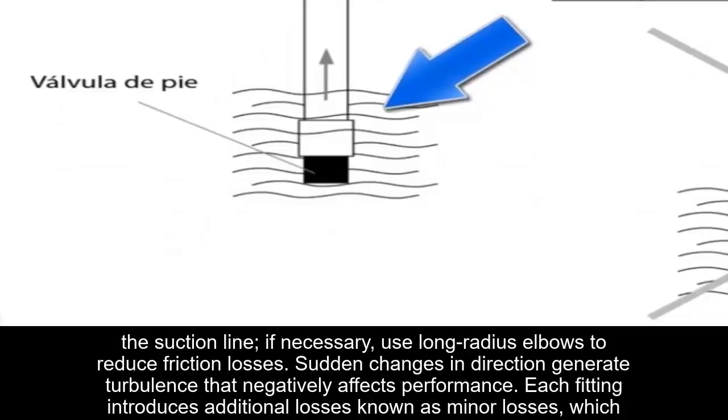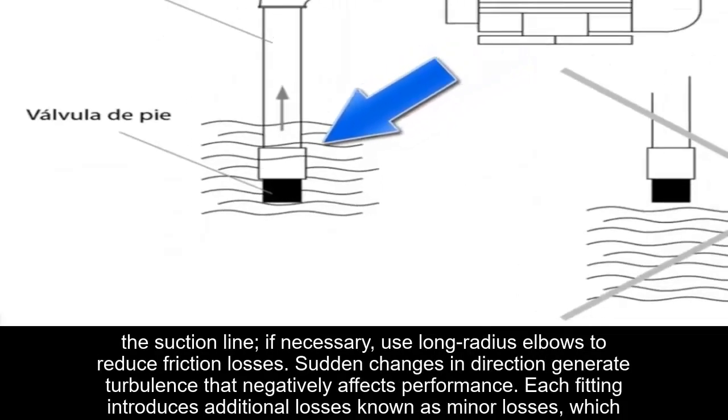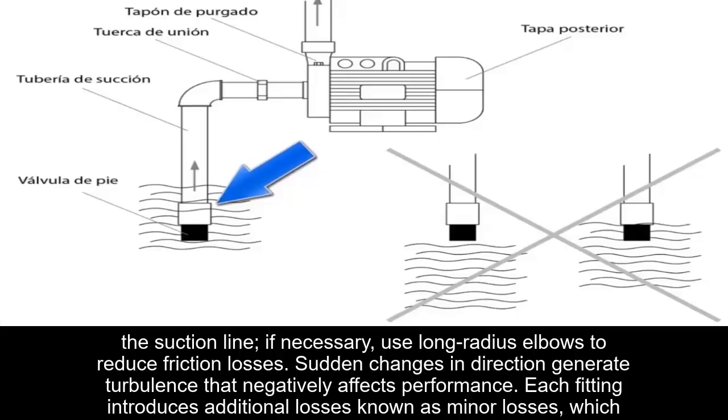C. Minimize the use of elbows and fittings in the suction line. If necessary, use long radius elbows to reduce friction losses. Sudden changes in direction generate turbulence that negatively affects performance.